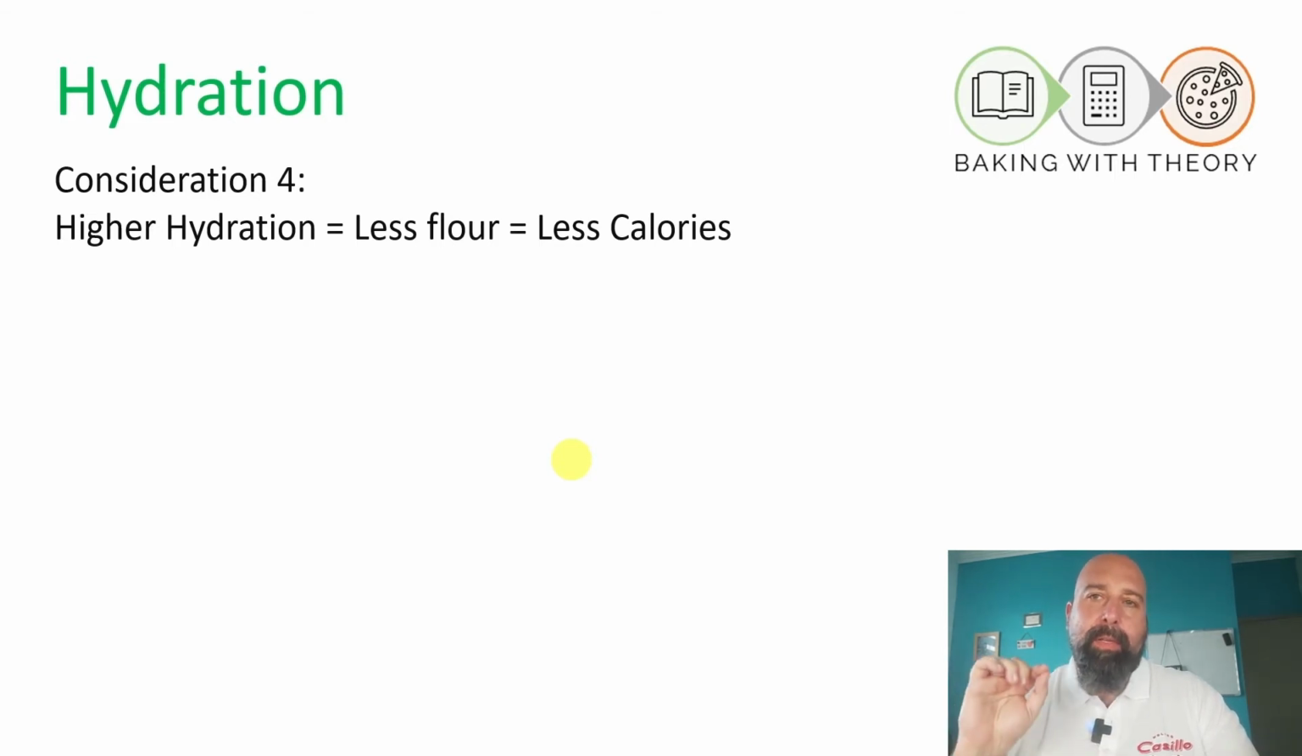The fourth consideration is something that you don't need to focus on too much, okay? But I wanted to include it because nobody speaks about this, and I want to be a bit of a pioneer of this, okay? So higher hydration means less flour. If you are putting more water, considering the same size of the dough, of course we are putting less flour, because there is more water and the weight of the dough is the same.